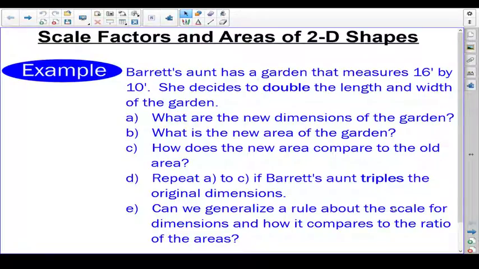Today, we will look at scale factors and areas of two-dimensional shapes. So, example. Barrett's aunt has a garden that measures 16 feet by 10 feet. She decides to double the length and width of the garden. What are the new dimensions of the garden?